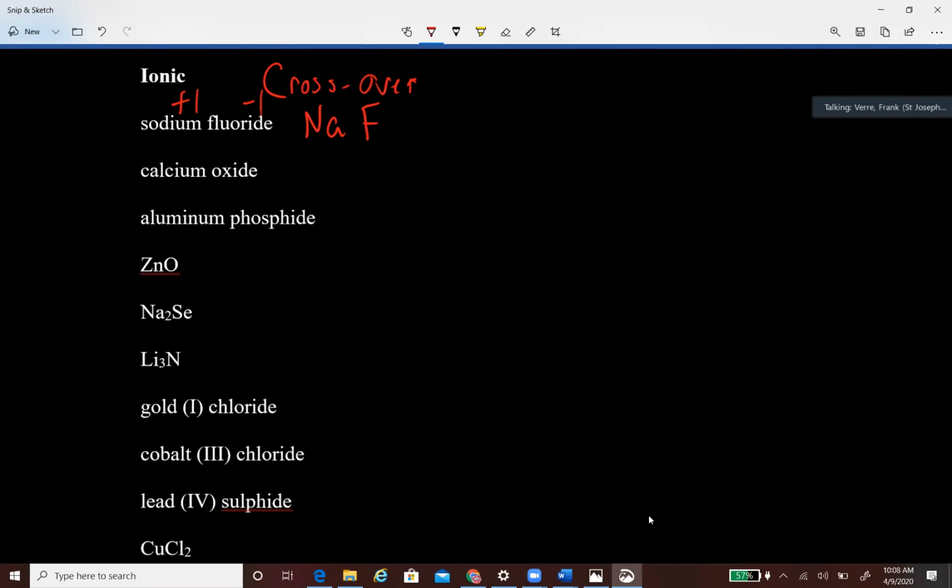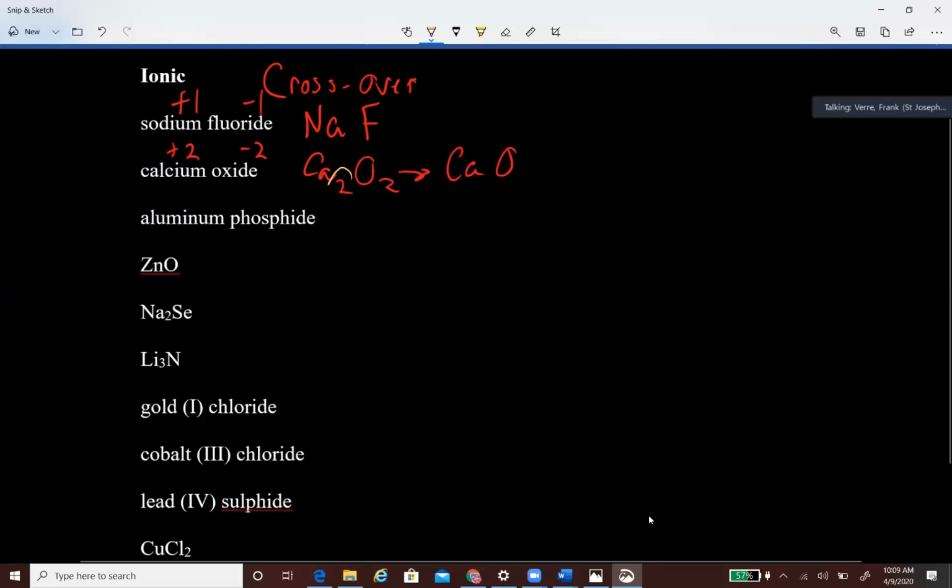Okay. Calcium, if you look at your periodic table, calcium is +2. Oxygen is -2. So the crossover rule predicts 2 of each, but with ionic compounds, what you can do is actually reduce them. So if they're the same number, you can just simply have one of each, right? So 2 and 2 would give you 1 and 1.